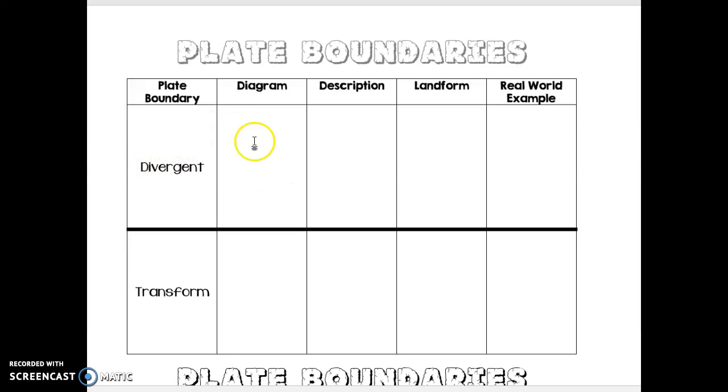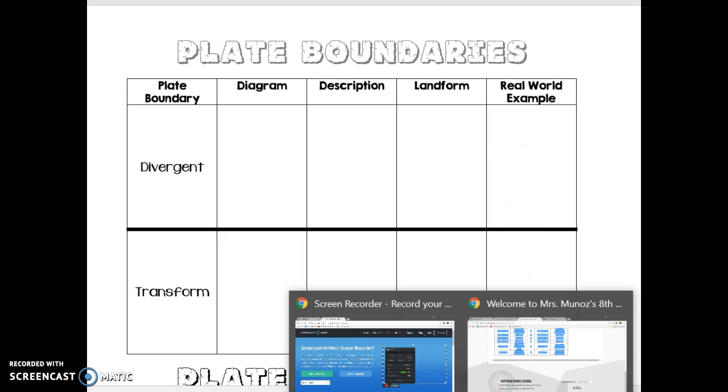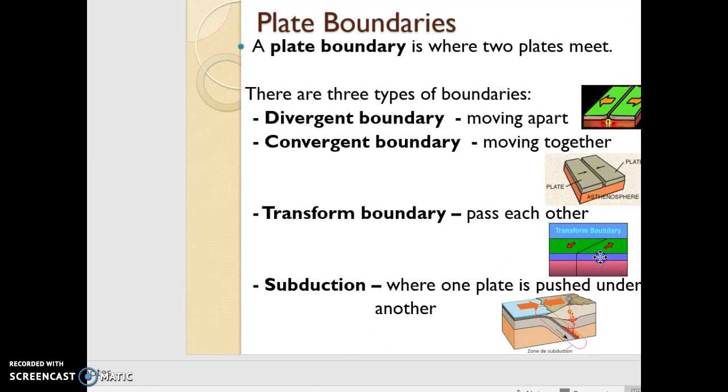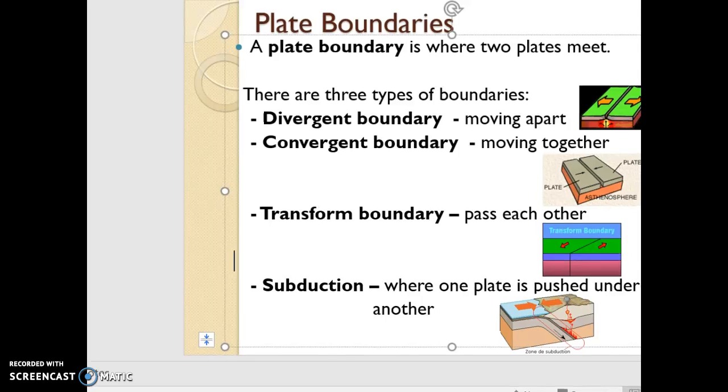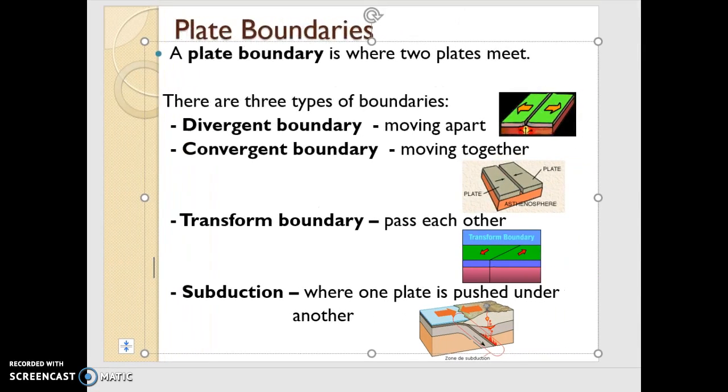Okay, so I'm going to give you a plate boundary. I want you to make a little picture. I want you to describe it, give what landform it makes, and then put a real world example in there. So I'll show you kind of as we're going through. Okay, here's our 3 plate boundaries.